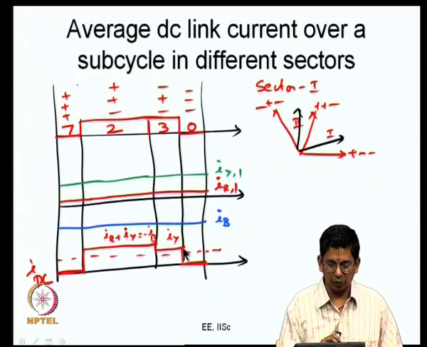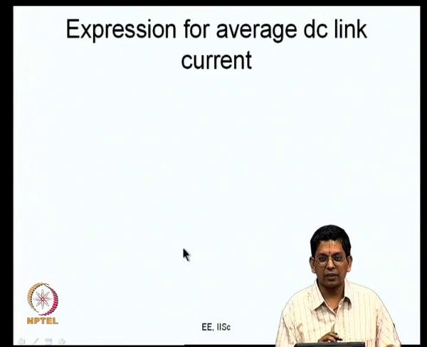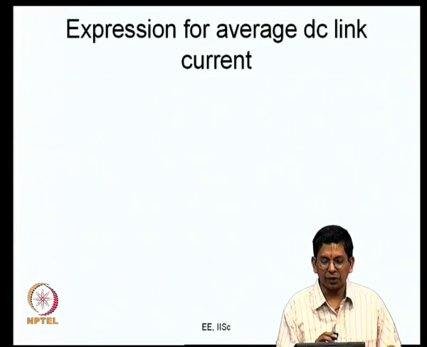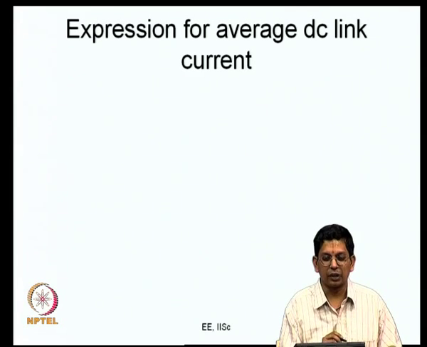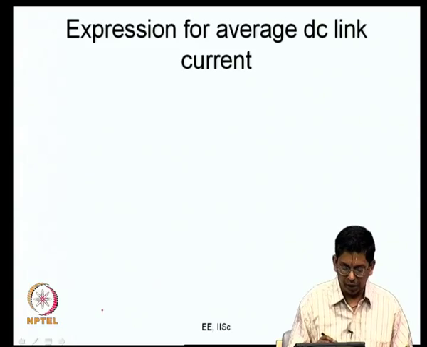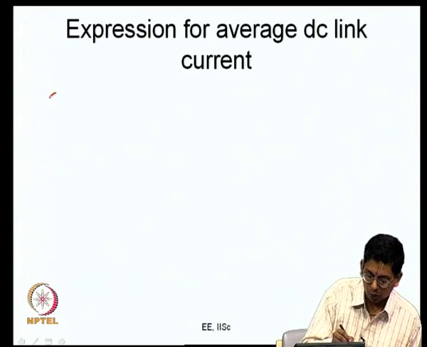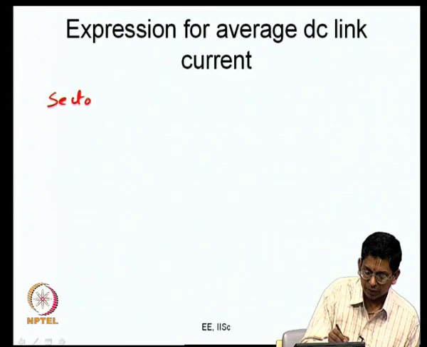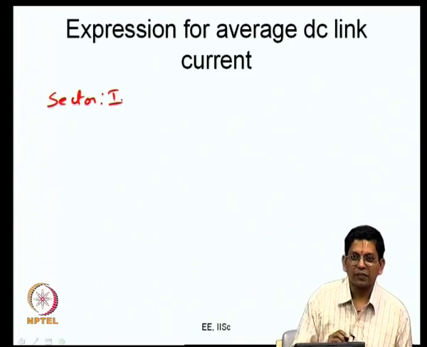So, this is what we have now come to. We can just start going into the expression for an average DC link current now. Let us start writing down an expression. So, what did we find? Let us say taking the case of sector 1, any sector you can consider. Let us consider the case of sector 1.